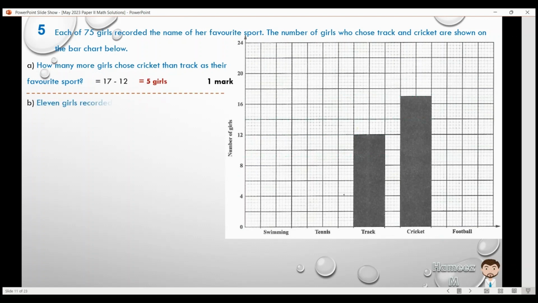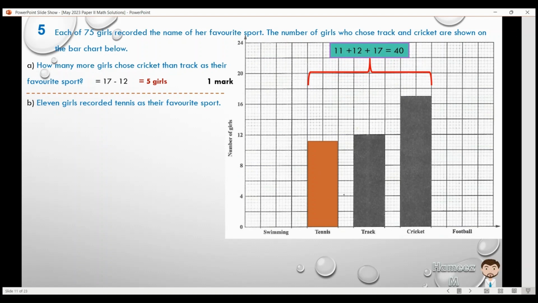Now let's go on to part B. 11 girls recorded tennis as their favorite sport. So let's bring that up. Let's draw that on the chart here. So what that tells us is our total students who chose tennis, track, and cricket are 11 plus 12 plus 17. 11 and 12 is 23, 23 and 17 is 40. So we have 40 of the girls who chose these 3 items.